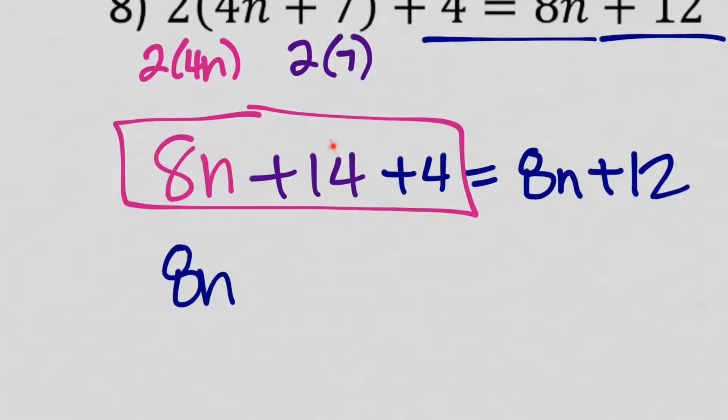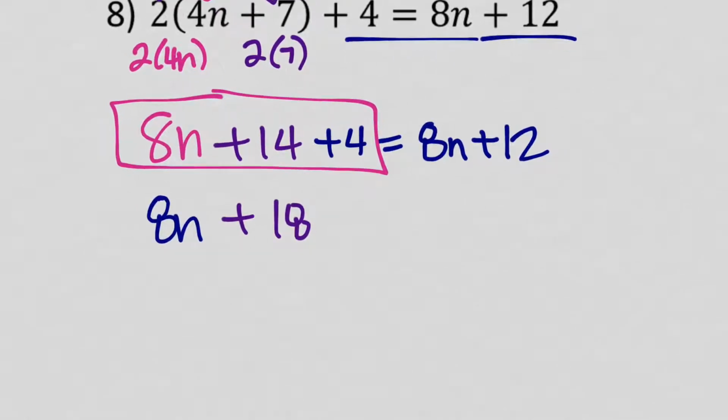But you are going to notice that the 14 and the 4 are like terms. They don't have a variable n. So I can combine these. And what's 14 plus 4? That answer would be 18. Now I'm going to rewrite everything else after the equal sign.